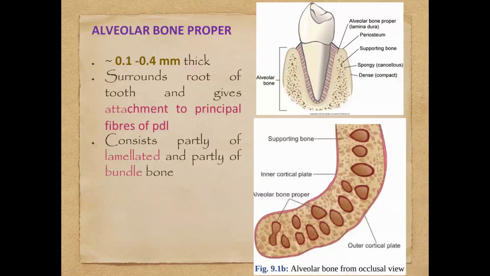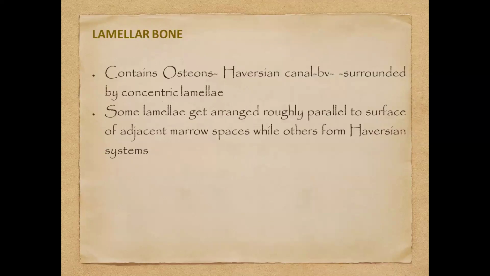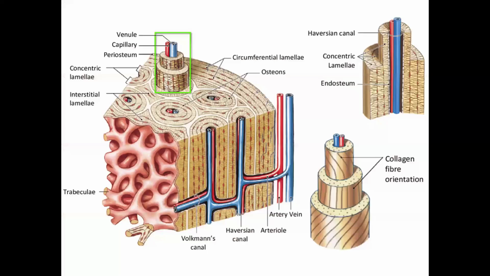The alveolar bone proper is 0.1 to 0.4 millimeter thick. It surrounds the root of the tooth and gives attachment to the principal fibers of the periodontal ligament. It partly consists of lamellated bone and partly of bundle bone. The lamellar bone contains osteons, which we have studied in the histology of bone. Osteons have circumferential lamellae, and in the center you have the Haversian canal, which consists of the blood vessels. The Haversian canal and the concentric lamellae together form the osteon or the Haversian system.